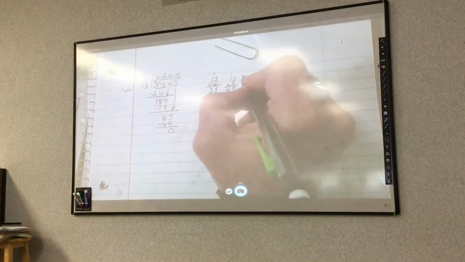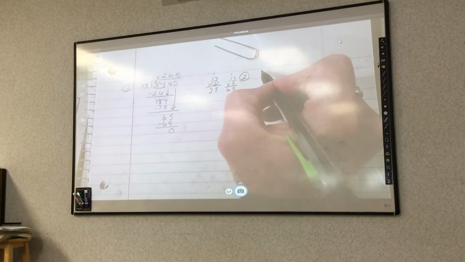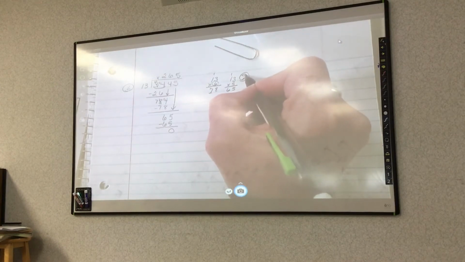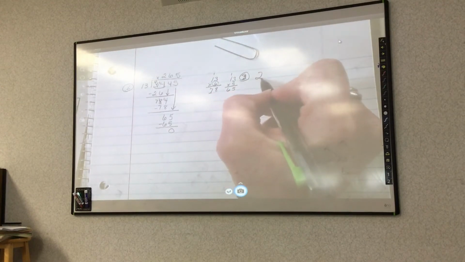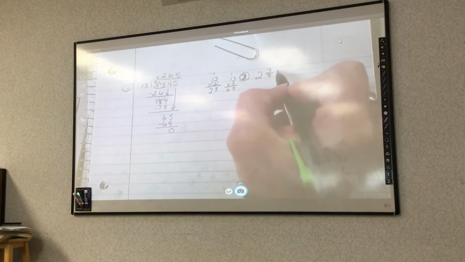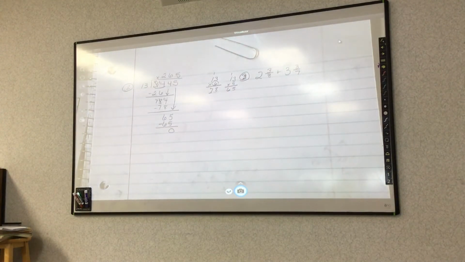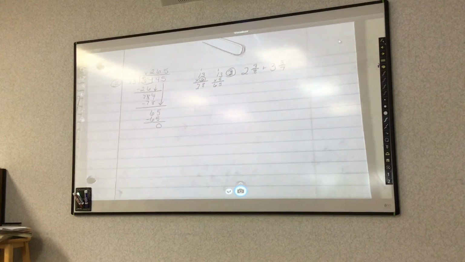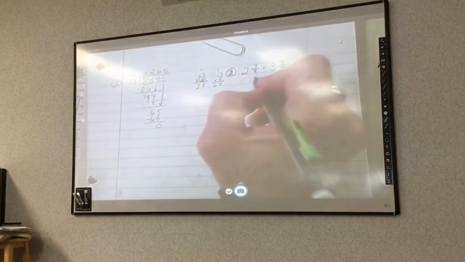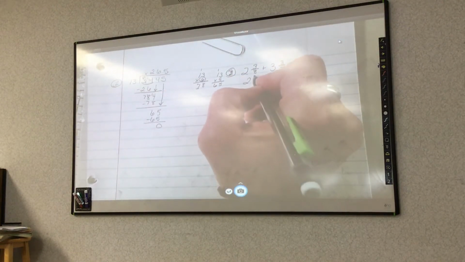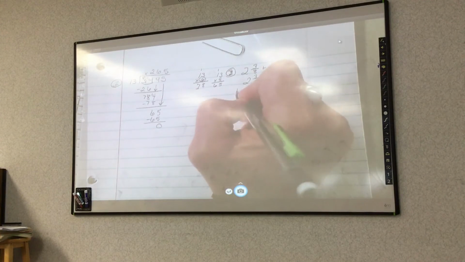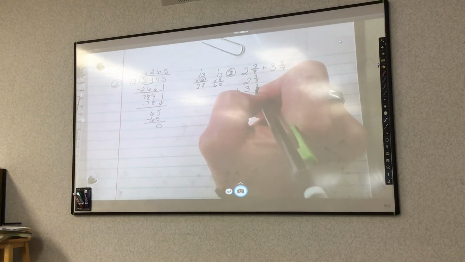Number 3, second one on the page, I guess. 2 and 3/8 plus 3 and 3/7. If you had me a couple years ago, you'll know whenever we add or subtract fractions or mixed numbers, I need you to write them up and down. So I want you to rewrite it. 2 and 3/8 plus 3 and 3/7.